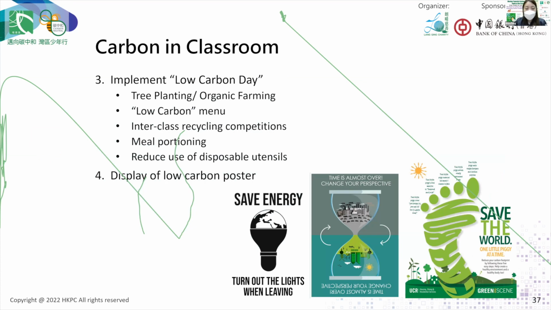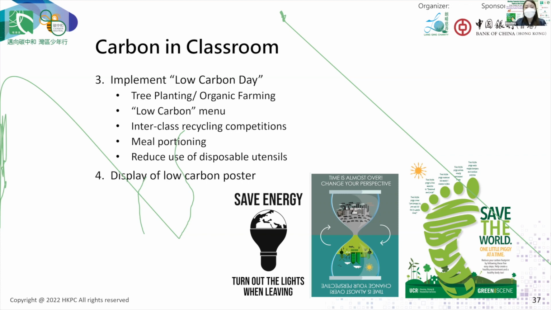The third one is to implement a low carbon day. It is to encourage them to go for a very low carbon lifestyle. We may encourage them in various activities like tree planting. As I mentioned, planting trees can help us remove some greenhouse gases from the atmosphere, so it is always good to plant more trees. Also, we can adopt a low carbon menu, with more vegetables and less meat, so that we can lower the carbon in our eating habits.